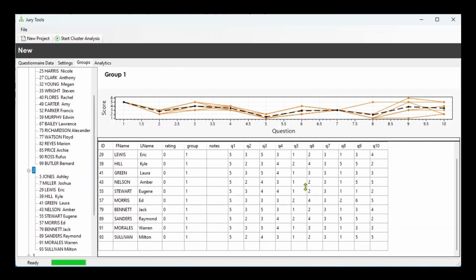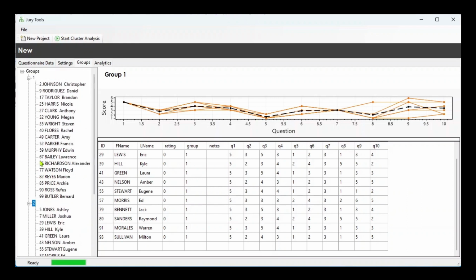Until further information is obtained, for example, through voir dire questioning, all jurors in a given group should be given the same rating. The evaluator can look at representative responses from each group to determine the rating.